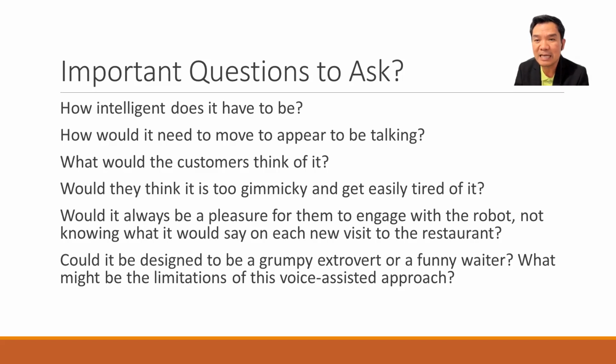Normally robots have a spiel that they say as a starting point. So how will you vary it, and how much technology support is there, how intelligent can it be, or how varied depending on what he or she encounters? Could it be designed to be a grumpy extrovert or a funny waiter? What might be the limitations of this voice-assisted approach? These are questions that you need to ask in considering design. So you first need to conceptualize, considering various aspects that will contribute something to your design in the future or in addressing the problem.